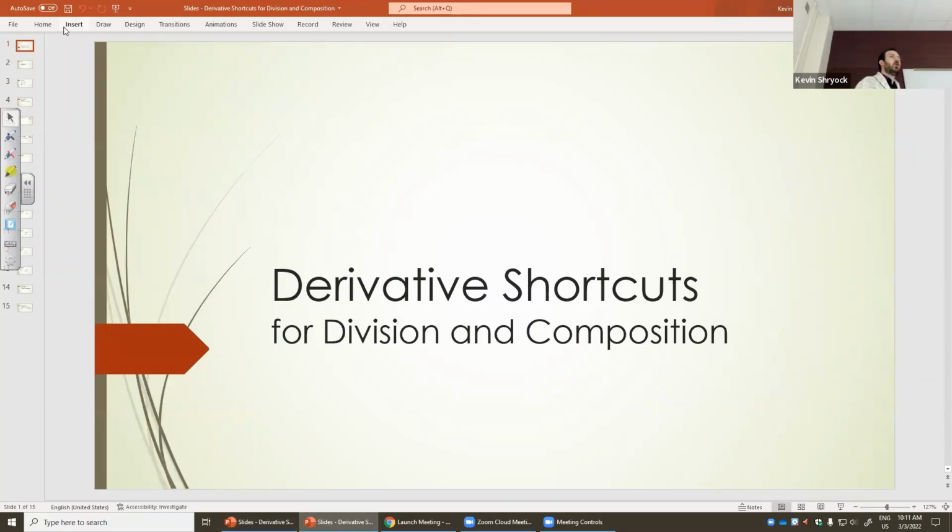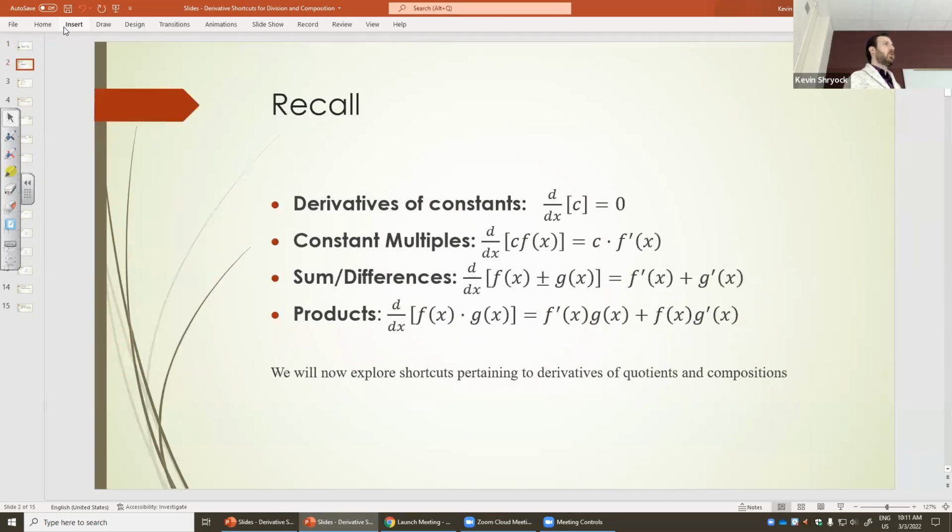We've got two other operations that we want to look at in terms of functions. We have now looked at a couple of different shortcuts. We've done the derivative of constants. The derivative of constants is 0.